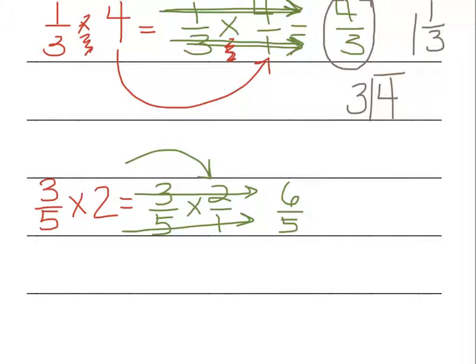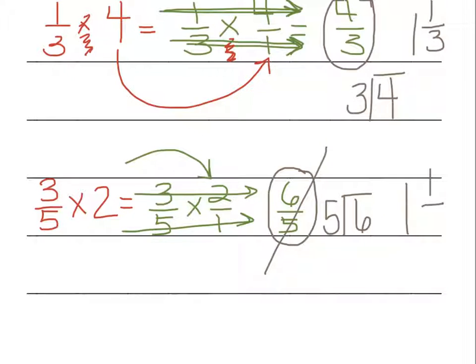Your second step is to know that that is an improper fraction, so you can't leave it that way. You would either have to divide it, you can do it in your head, or you can write it out. 5 goes into 6 once with 1 left over, and I put it over 5.